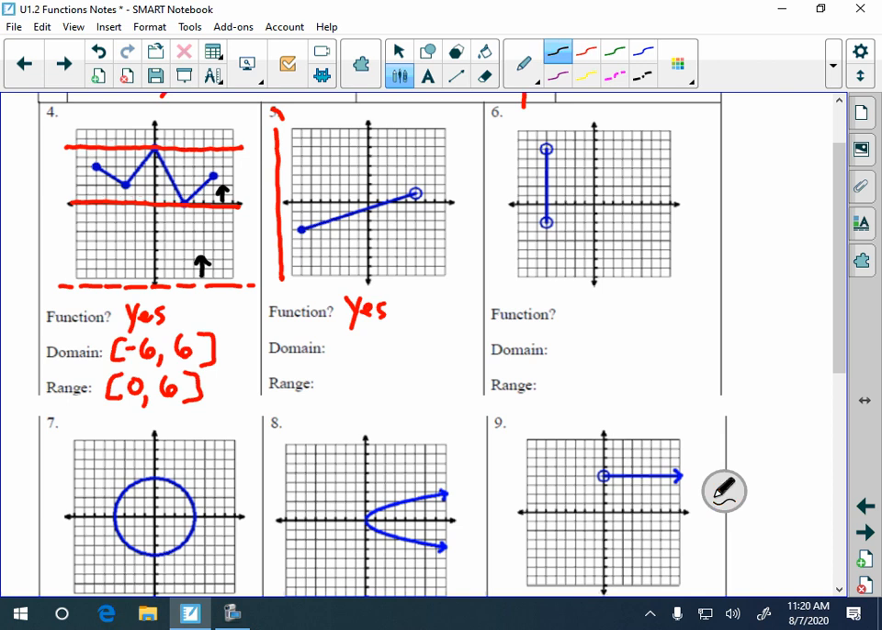So we have to take our vertical line and start to slide it to the right. Find out when does it first hit. Well, it first hits right there. And so we need to know what is that x value, because domain deals with x. What's the x value that hits that graph? So it looks like 1, 2, 3, 4, 5, 6, 7, negative 7.